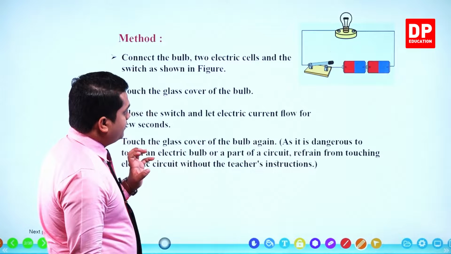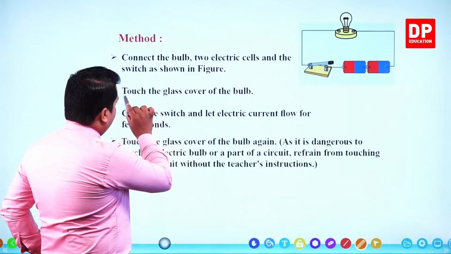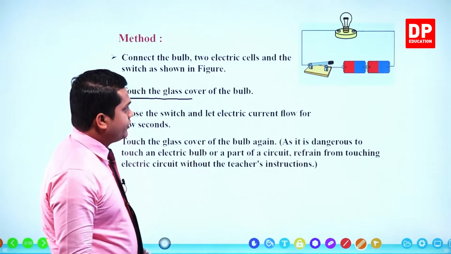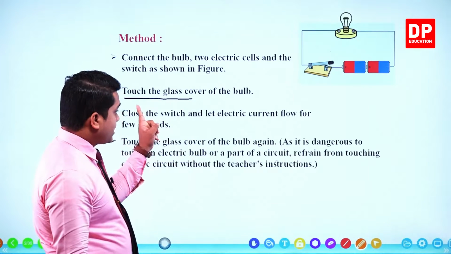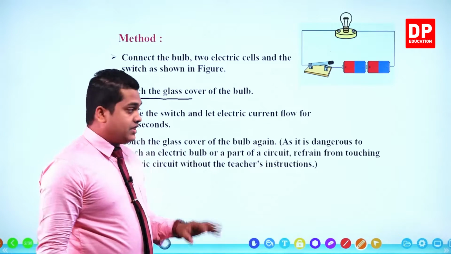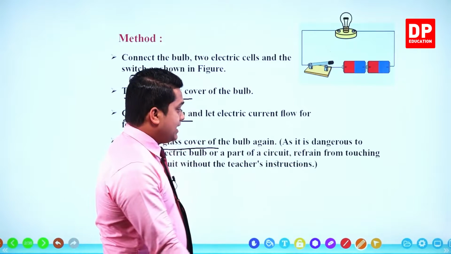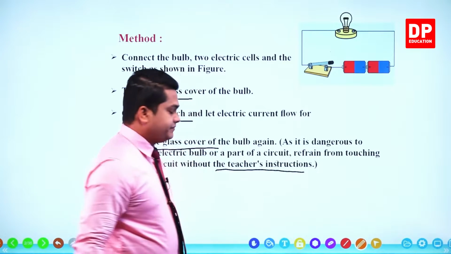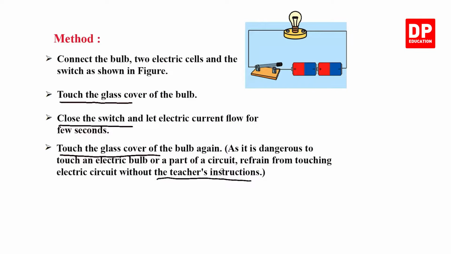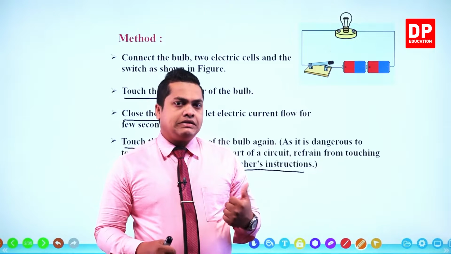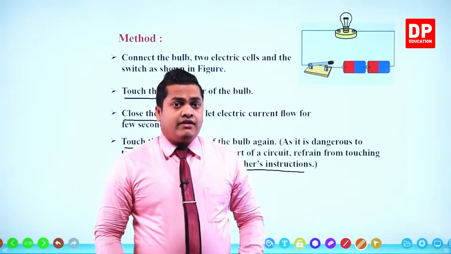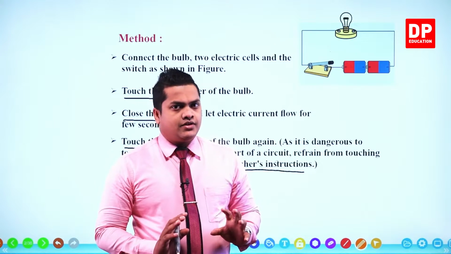First of all, as per the given figure, we are going to make the circuit. Then we have to touch the glass cover first. Then after that, we have to close the switch. Then we have to touch the glass cover once again. Remember, sometimes it could be dangerous, so you have to get the assistance of your teacher. Right then, we'll move on to our laboratory and conduct this experiment, and let's see whether the bulb is getting heated or not.